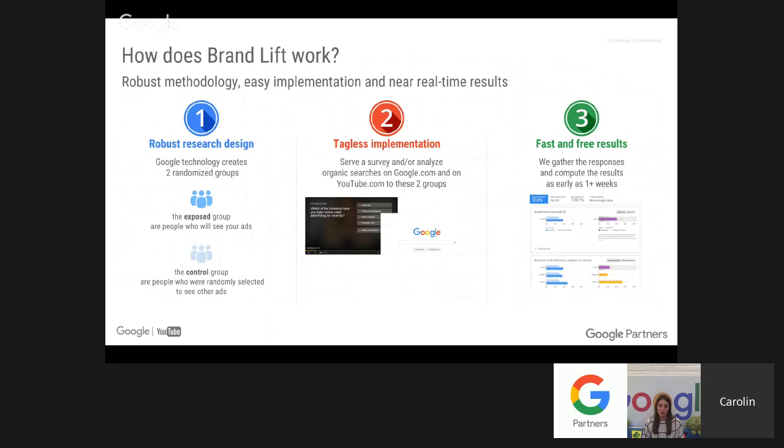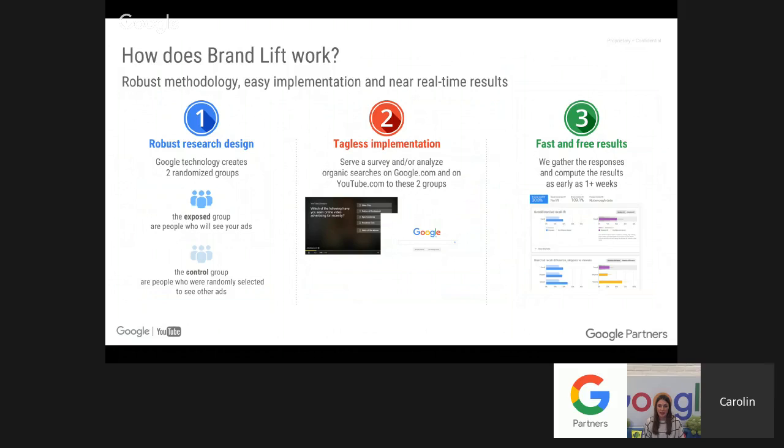Let's summarize. So first of all, out of the potential targeted audience, two randomized groups are created. An exposed group that will see the ad and a control group that will not see the ad. We will serve the survey or analyze the organic search on Google and YouTube for both groups. This is all done without having the hassle of implementing tags. And then, last but not least, we deliver results in as little as 7 days for some metrics, giving you insights into the impact of advertising.